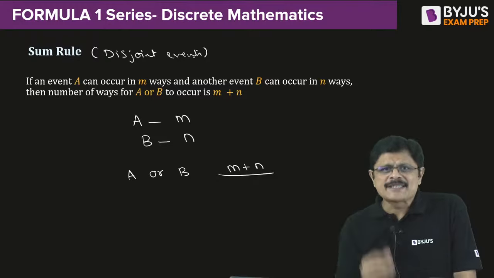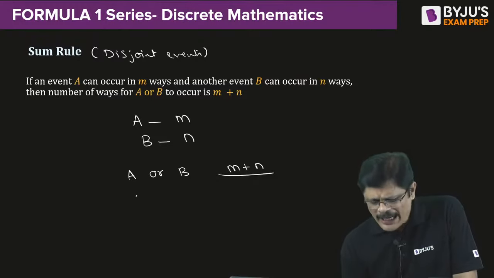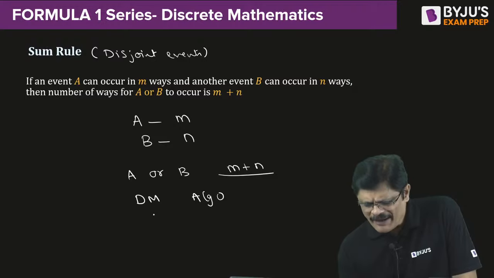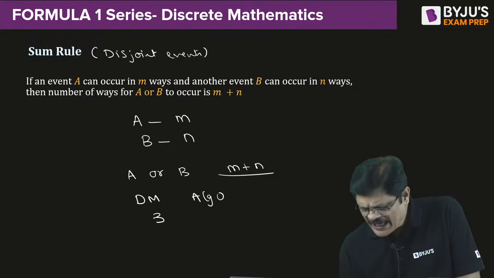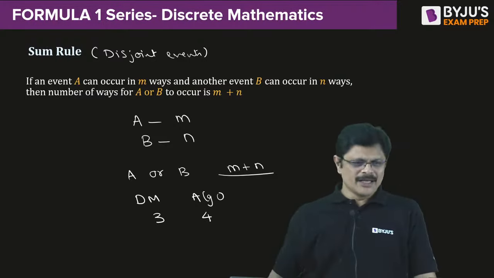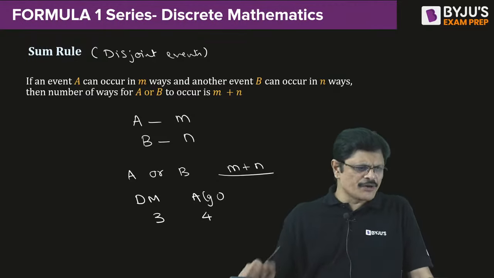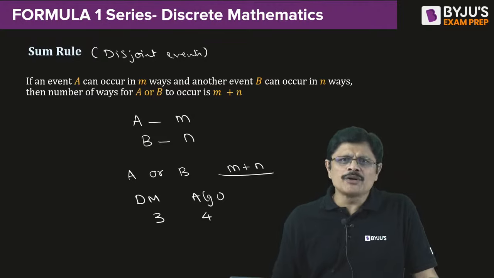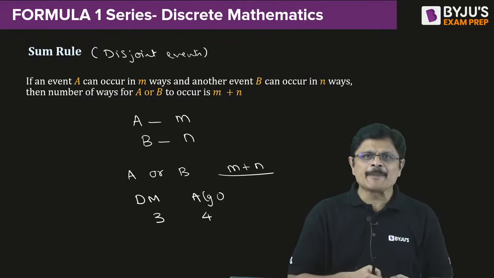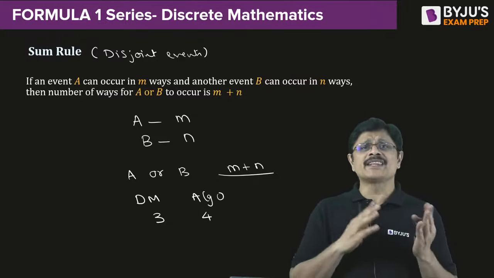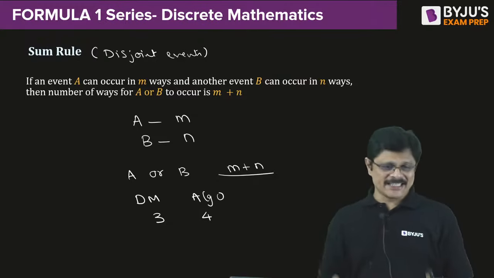Suppose I am selecting a book set. So I am selecting discrete mathematics books and algorithms books. Suppose I have 3 discrete mathematics books and 4 algorithm books. Now I can ask you a question, how many ways can you select a book? It's a simple question, no? You can select any of the 3 discrete maths books or any of the 4 algorithm books. You can select one book in 3 plus 4, 7 ways.